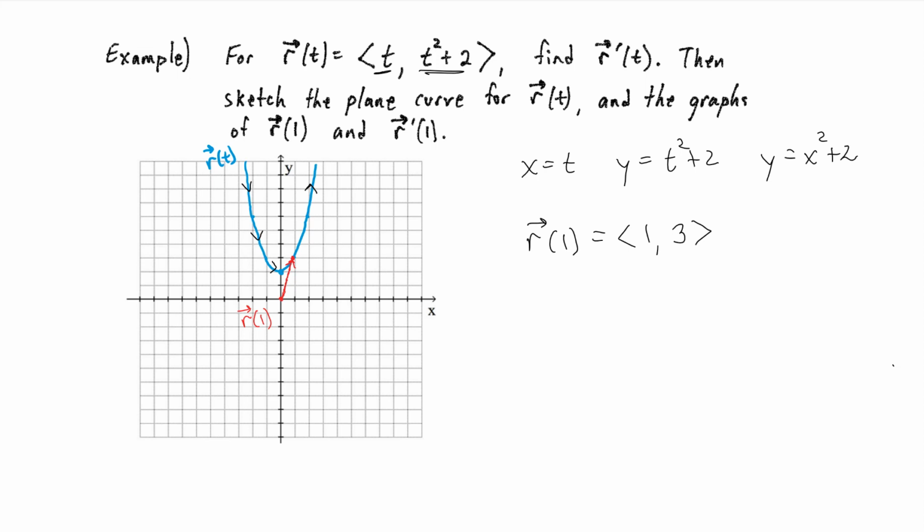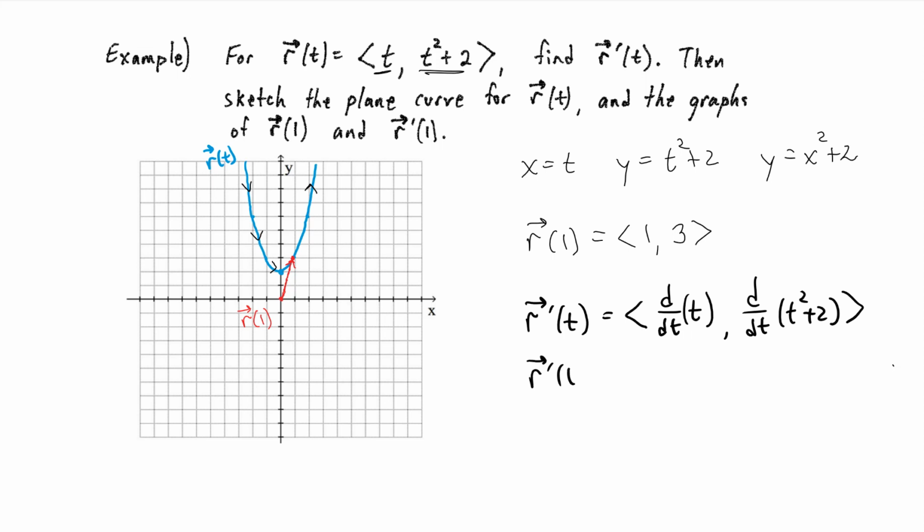Now why did we need that? Well, we want to now plug 1 into the derivative of this vector valued function. So let's go see what the derivative would be. The derivative of r is just simply going to be the derivative with respect to t of t, and the derivative with respect to t of t squared plus 2. So the derivative of this vector valued function is just simply going to be 1 comma 2t. So just use our shortcut rules. Derivative of t is 1, derivative of t squared plus 2 is 2t.